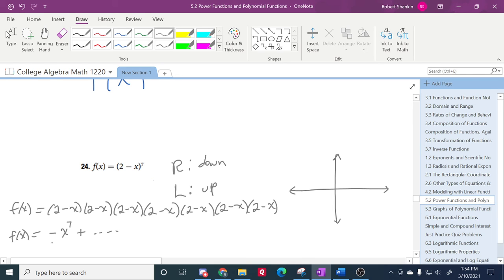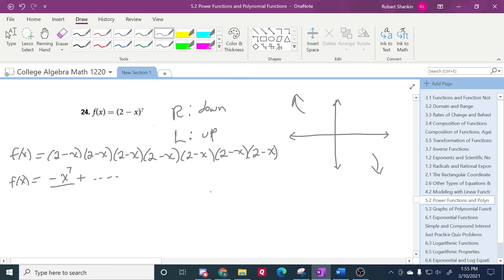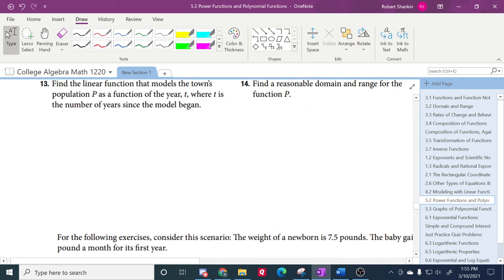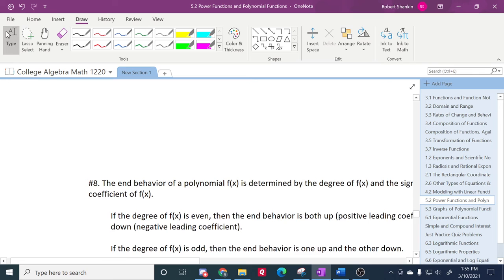So the only thing that matters is this leading term right here. And it is odd. So since it's odd, we'd normally want to do up on the far right, down on the far left. But it's also negative, so it reverses. On the far right, instead of going up, it's going to be going down. And on the far left, it'll go up. And so it's exactly like what's stated here. All right, so the end behavior, not a simple idea.